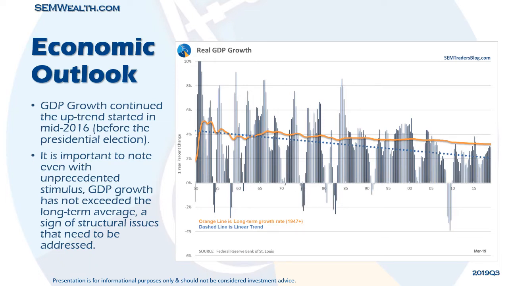The dark, thick orange line there that you see on the chart, though, is something that I think bigger picture-wise we all need to keep in mind, is that despite unprecedented stimulus from the Federal Reserve, the Obama administration, and now the Trump administration, we've not seen economic growth on a year-over-year basis exceed the long-term growth rate. That's something that we're not going to be able to solve on this webinar today.